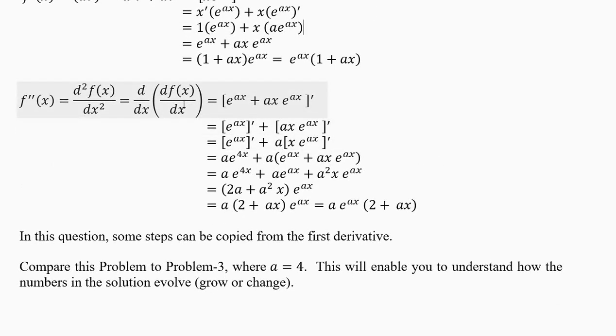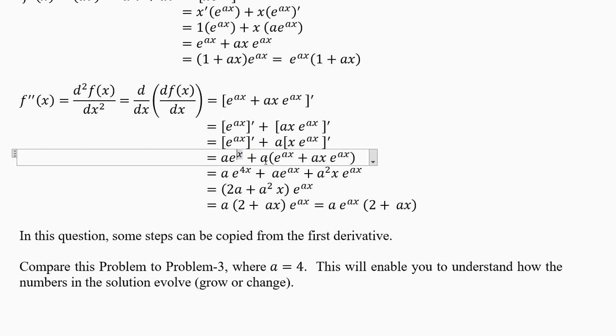Now the second derivative is the derivative of the derivative. Now you have e power ax plus ax e power ax. Now you are doing addition. It is sum of two things. So do the first thing. First thing is e power ax. Find the derivative. You will get a into e power ax. Sorry, there is no 4 here. It is a.